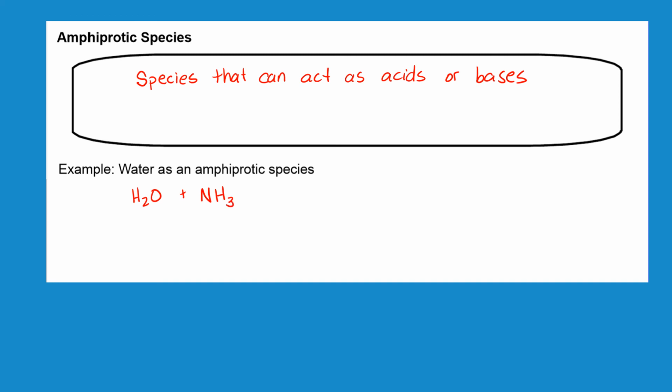When we put it with NH3, you'll notice that it donates the hydrogen ion. So here it's acting as an acid. If we put water with hydrochloric acid on the other hand, water accepts the hydrogen ion, and so it acts as a base.